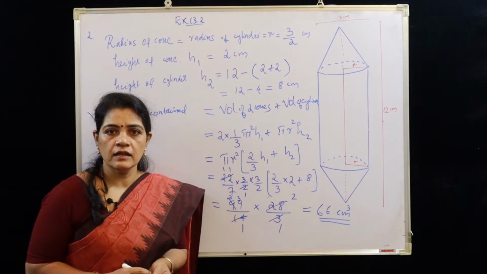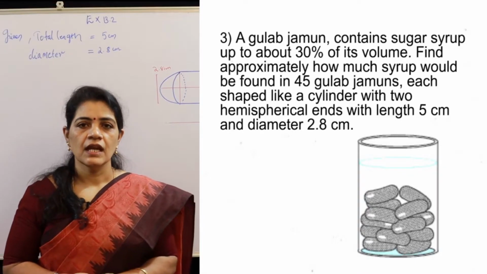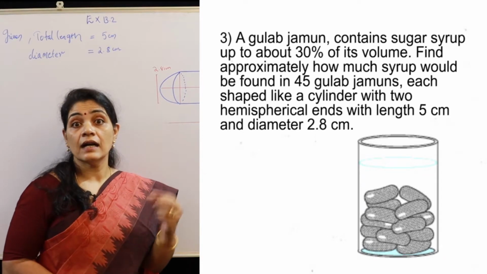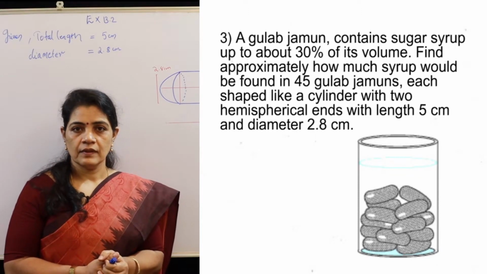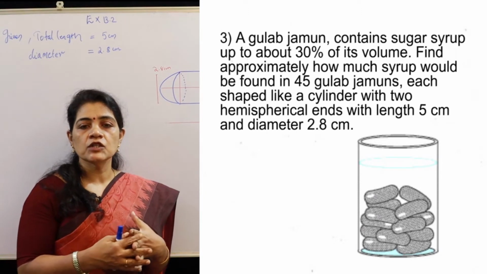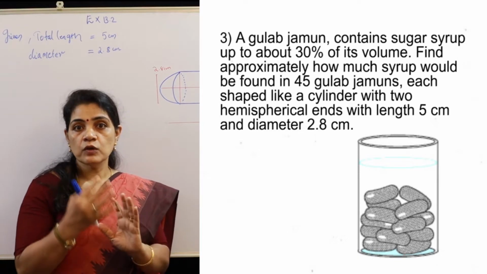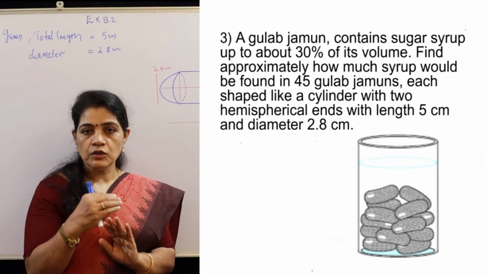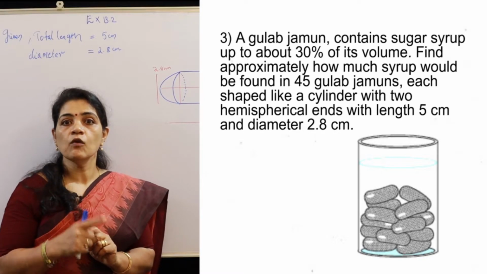Is it clear, children? Yes. In the third question, we have to find the sugar syrup contained in 45 gulab jamuns, if 30% of the volume of 1 gulab jamun is sugar syrup. Understood? That means you have to first find out how much sugar syrup is contained in 1 gulab jamun.